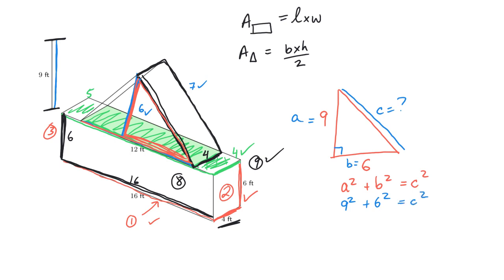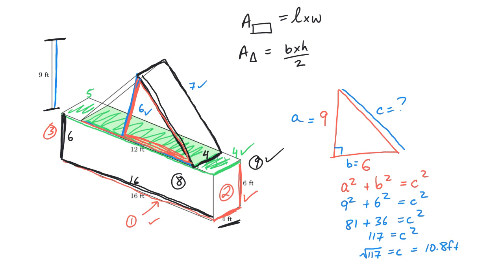I don't know what that is. If I put them together, this is going to give me 81 plus 36 equals c squared, which is 117, which is c squared. So just c by itself is the square root of 117, which is approximately 10.8 feet.